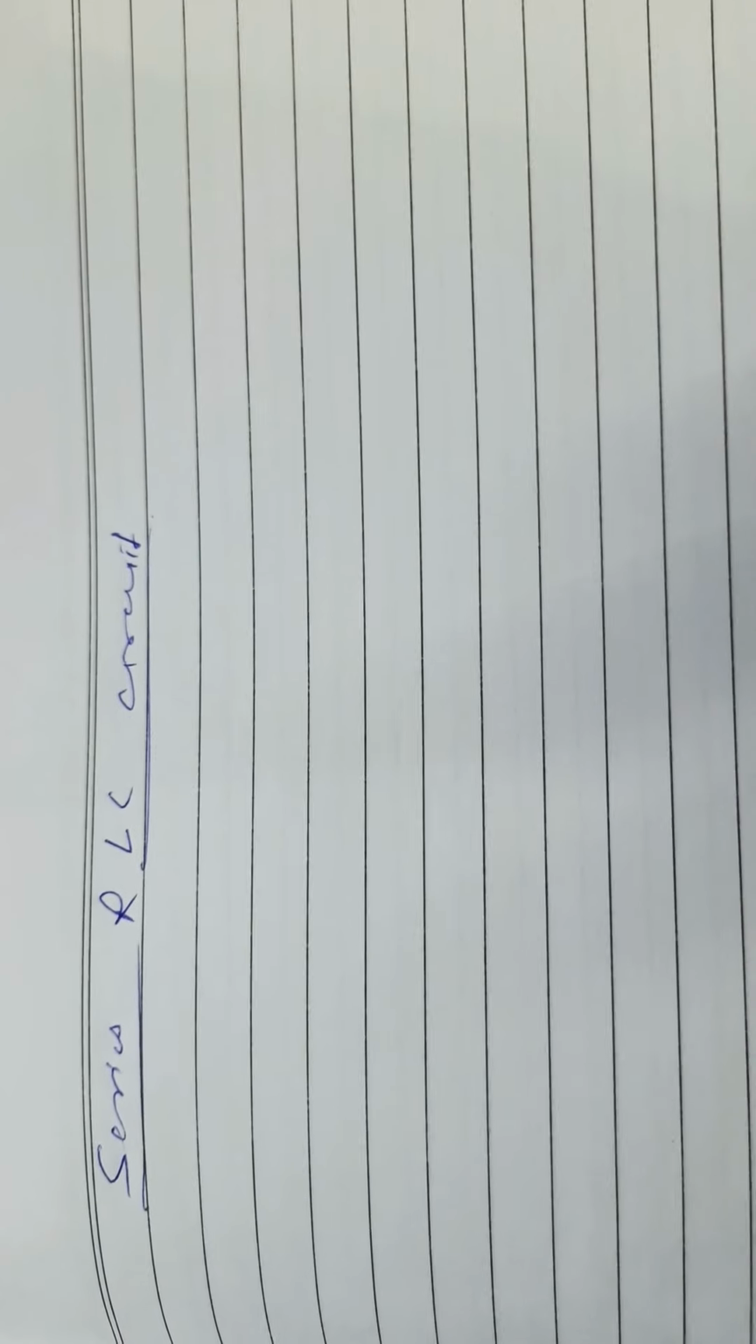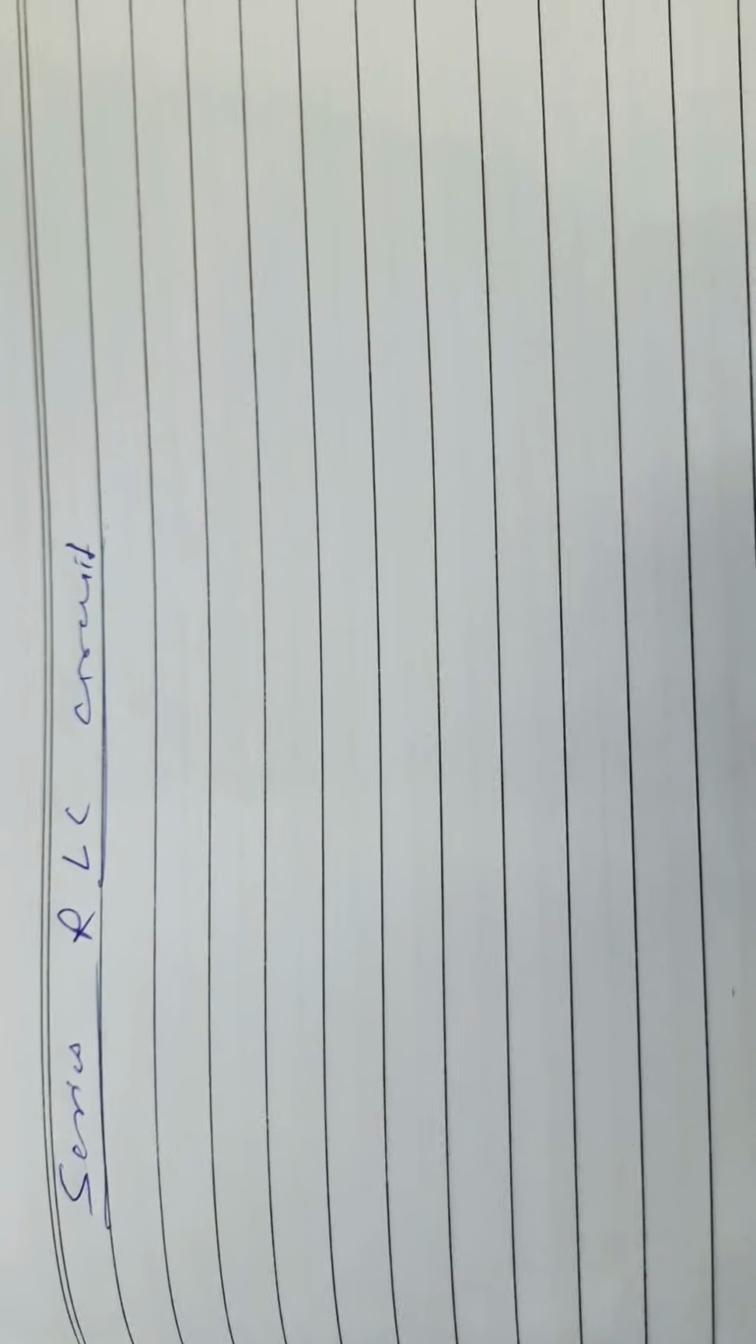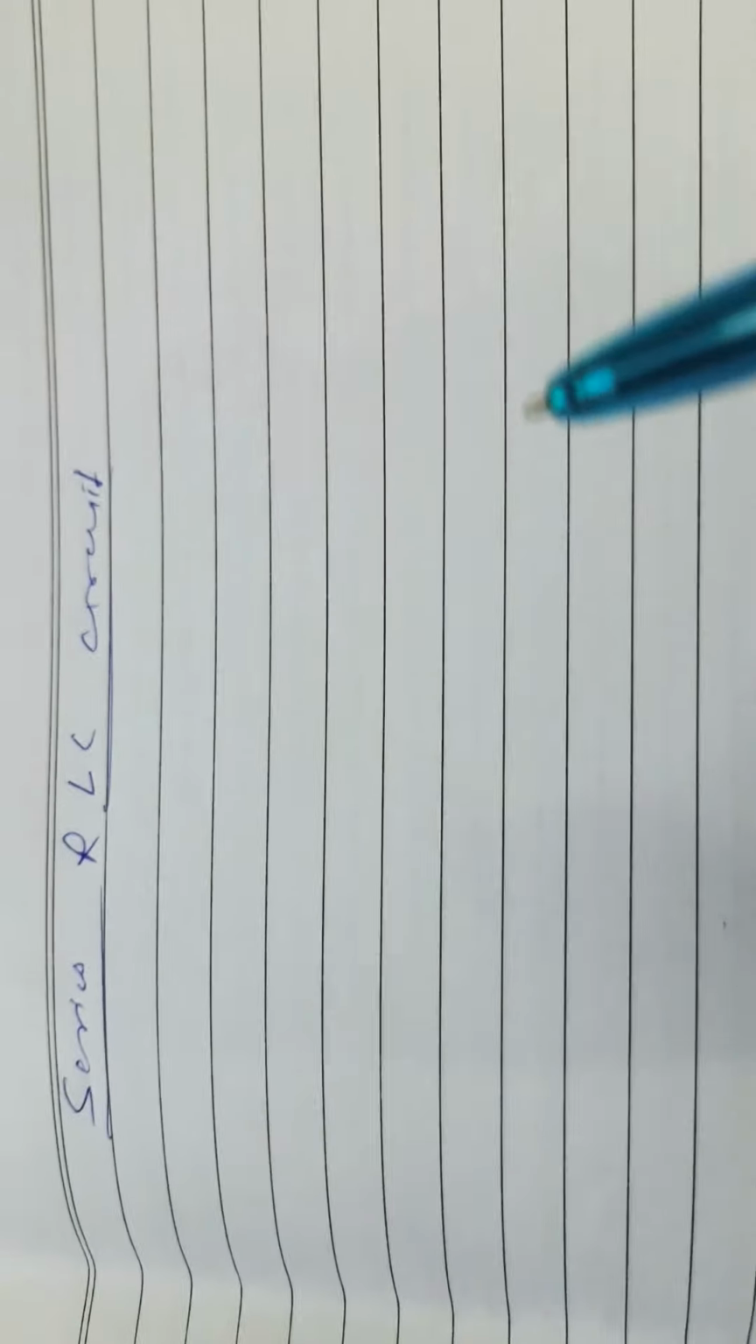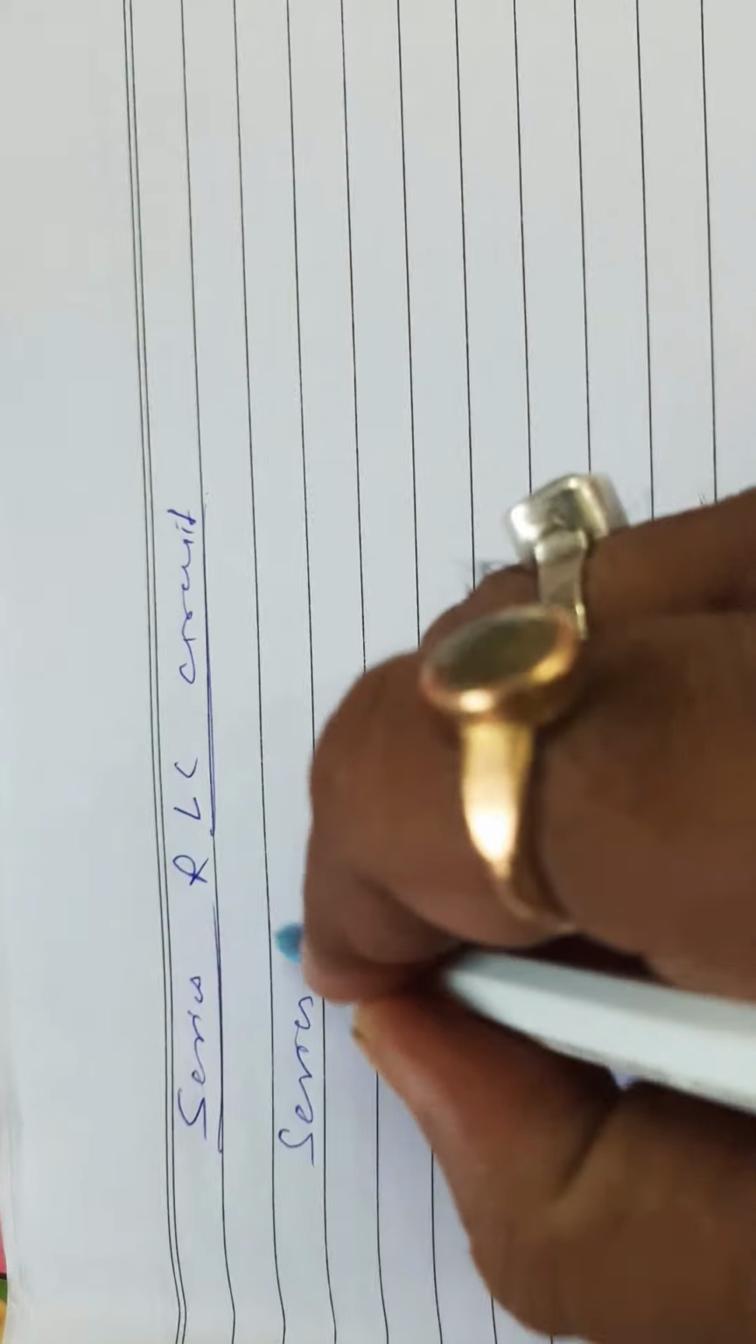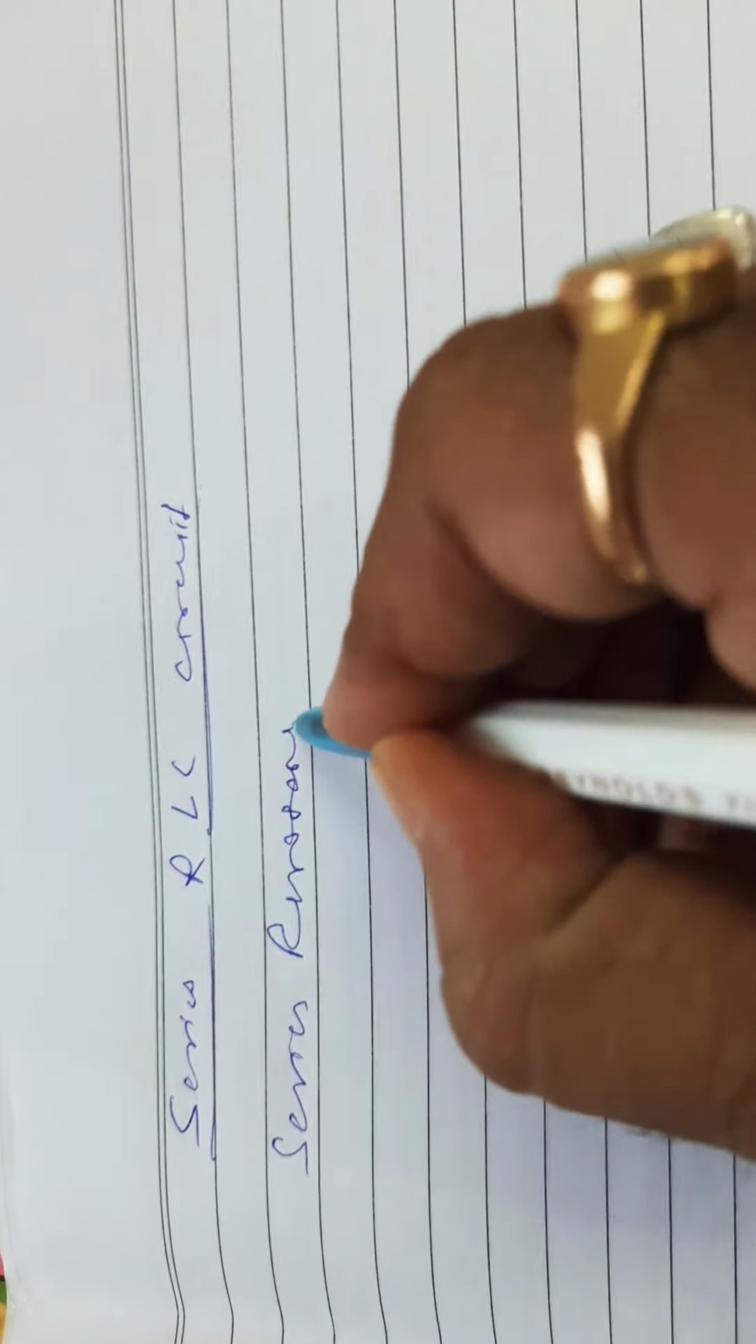Today's lecture will discuss the series RLC circuit. We have already discussed the series RLC circuit in the previous lecture. In this lecture we'll discuss series resonance, the quality and the sharpness, and along with that the power dissipated in the RLC circuit. So we'll start with series resonance.